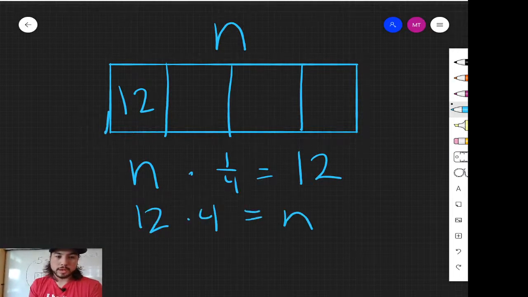Okay, I'm also seeing some 12 times 4 equals n. Sure, right? 12 plus 12 plus 12 plus 12. You could do it that way. Okay, what other equations could we use here? We've got n times 1/4 equals 12. Yes. How about a division equation? Can anybody get a division equation in there?